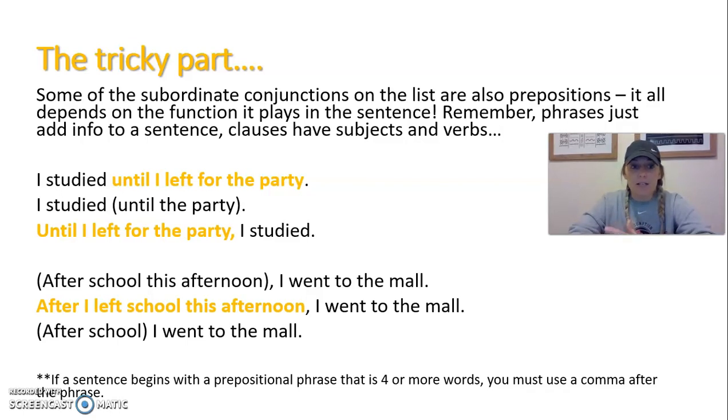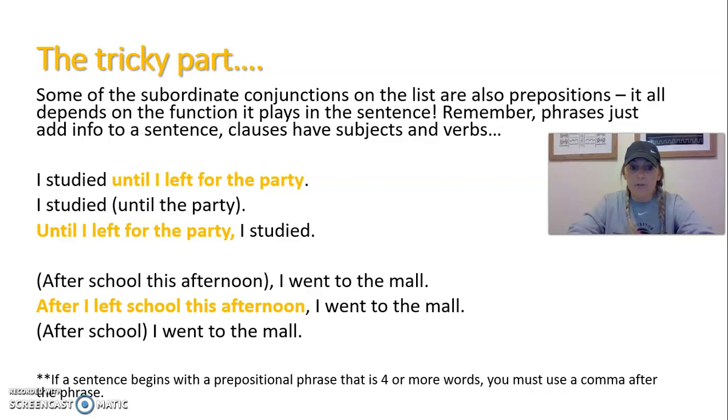Then you have another sentence, kind of reworded a little bit. I studied until the party. Until the party is just a prepositional phrase. So actually, I studied until the party is just a simple sentence, one independent clause. Until I left for the party, comma, I studied. Because you start that sentence with a dependent clause, because right after the word until is a subject and a verb, you put a comma after that clause. Now you have a dependent clause, comma, independent clause, okay? Same thing in this next section here.